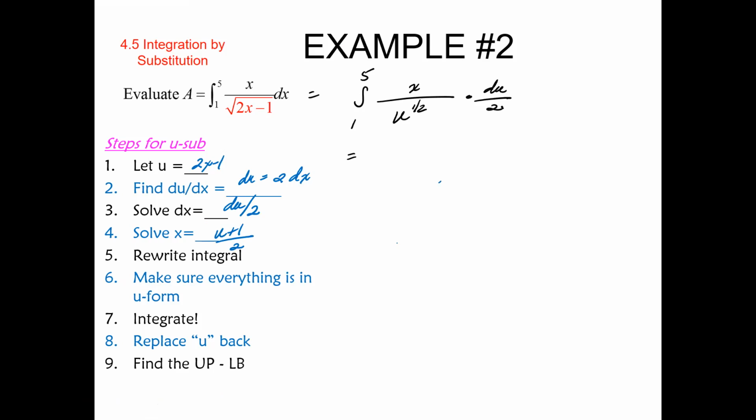Okay, so in this case, it's not helping me much because I still have the x. It's not getting rid of it. So I'm going to have to solve for x. And that's kind of problematic because I now have a fraction on top of a fraction. So I don't like having a fraction on top of a fraction. So maybe I can move this u up into a u to the negative 1/2. So I'm going to replace this x with u plus 1 over 2 times u to the negative 1/2 du over 2.